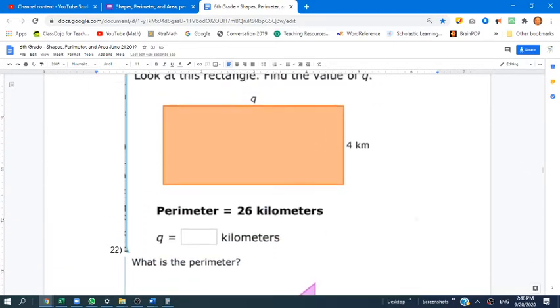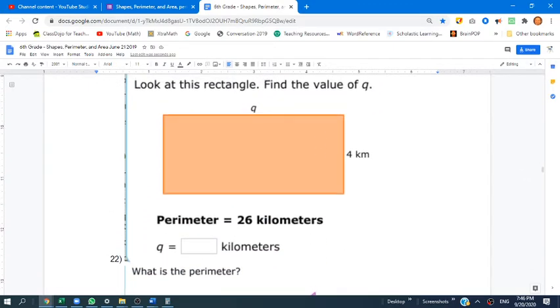Number 22. Look at the rectangle. Find the value of Q. So this side is 4 kilometers, and the perimeter is 26 kilometers. Find the value of Q.